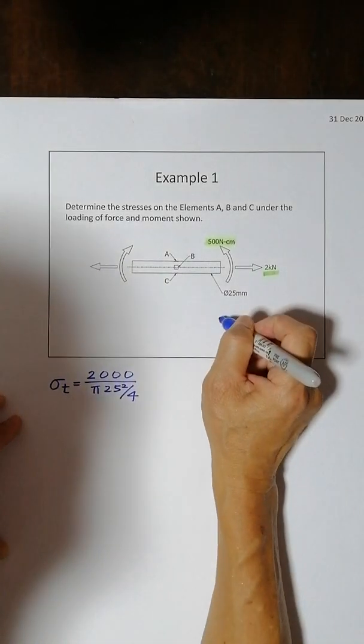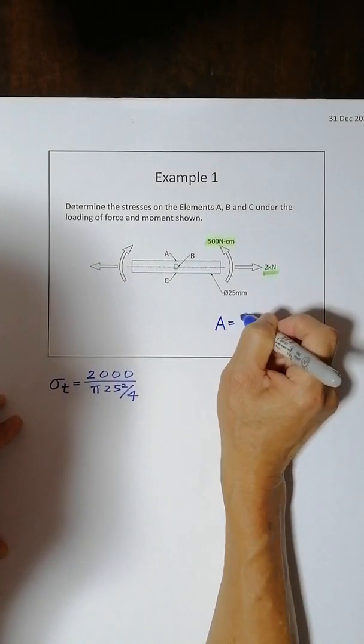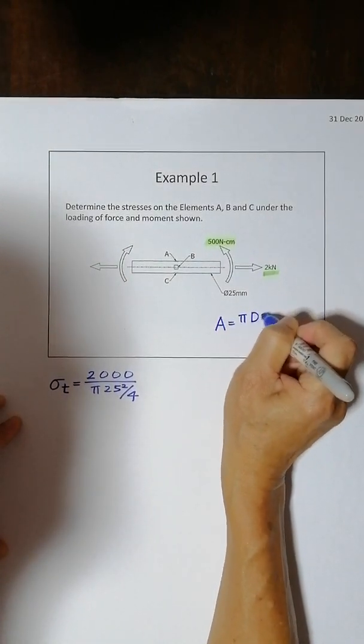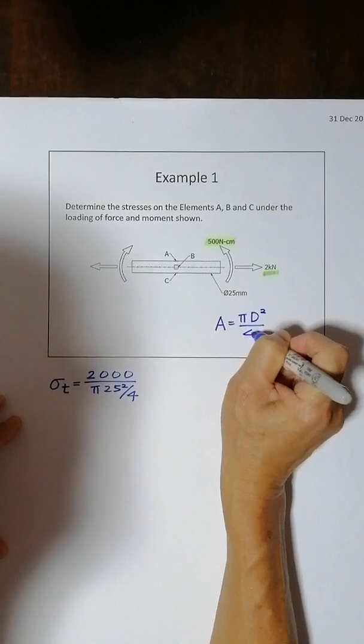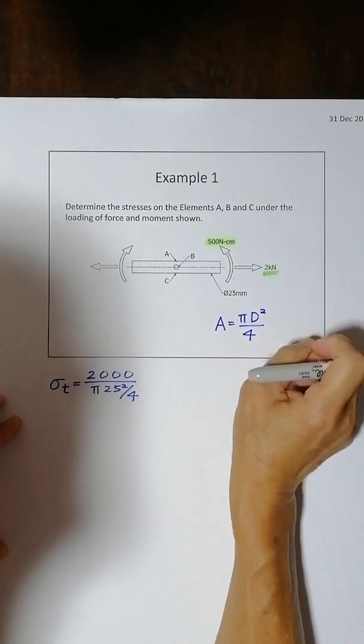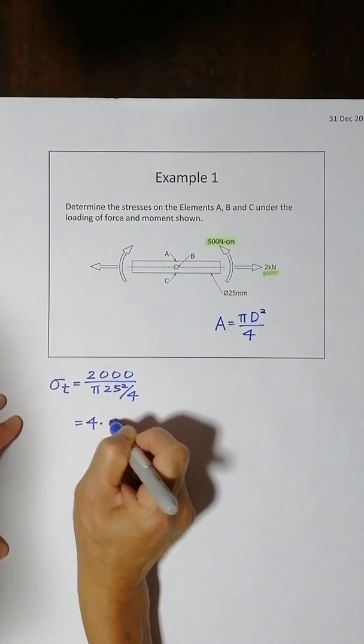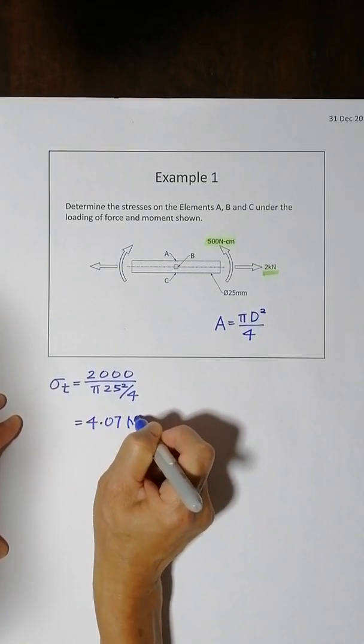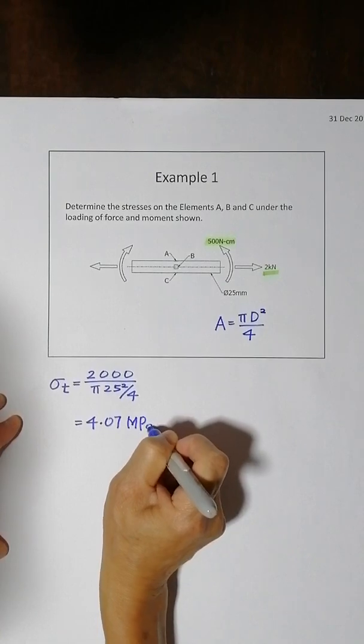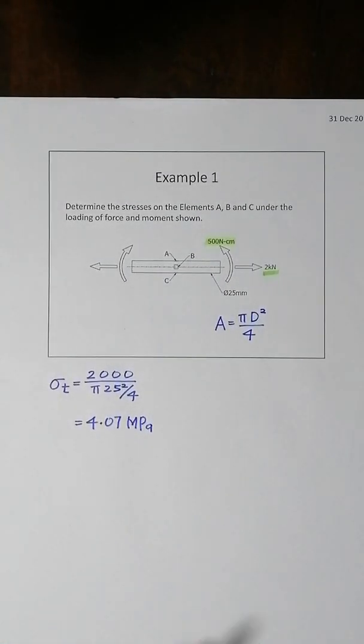Okay, let me just write down here first. Area is equal to pi d squared over 4. Or in other words, it's pi r squared. So it's pi d squared over 4. And then here I will got 4.04 megapascal. Because we work with Newton and millimeter.